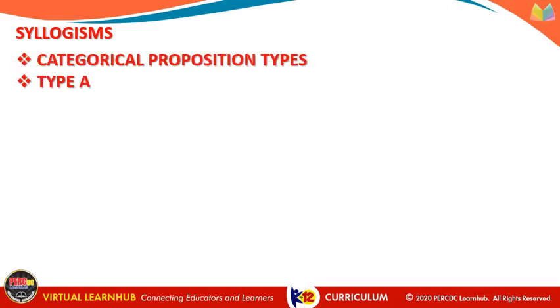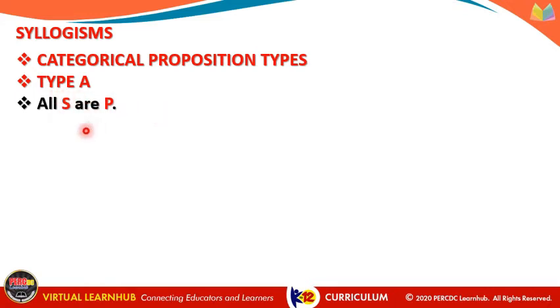Let us now take a look at the different types of categorical propositions. And at the same time, let us take a look if our term is distributed or not distributed. There are four types of categorical propositions. Let us start with the type A propositions. Type A propositions follow the format all S R P. Take note that S and P here stand for subject and predicate respectively. And we will be following this convention for the rest of our discussion on categorical propositions.